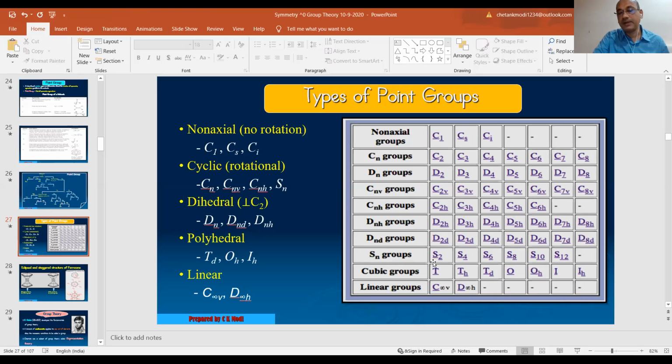The Sn group means improper rotation axes are present. There are S2, S4, S6, S8, S10, like that. Then cubic groups like tetrahedral, octahedral, and icosahedral. These are some of the polyhedral groups that we have to remember. And linear groups like C infinity V and D infinity H. So in this way, we can define the point group of a respective molecule.